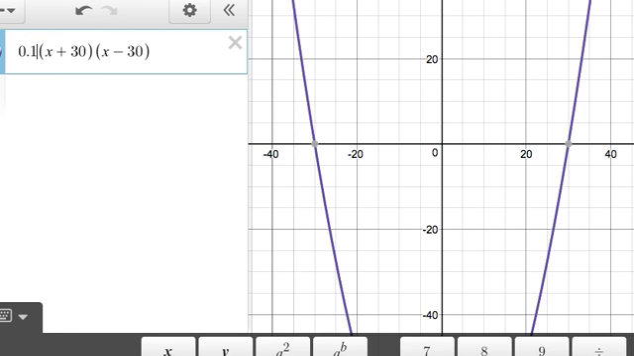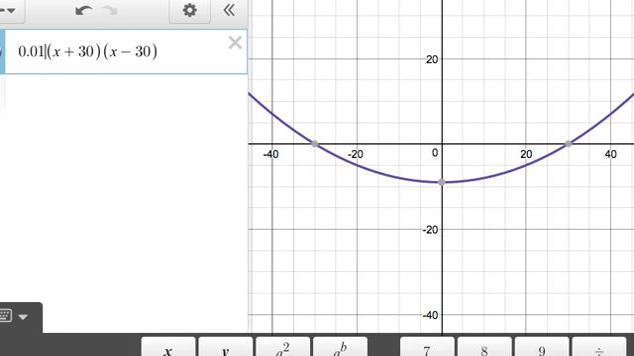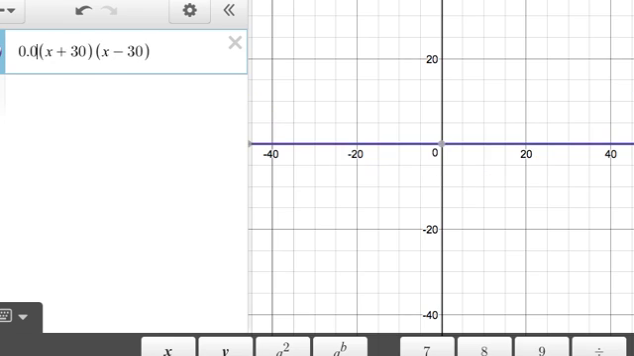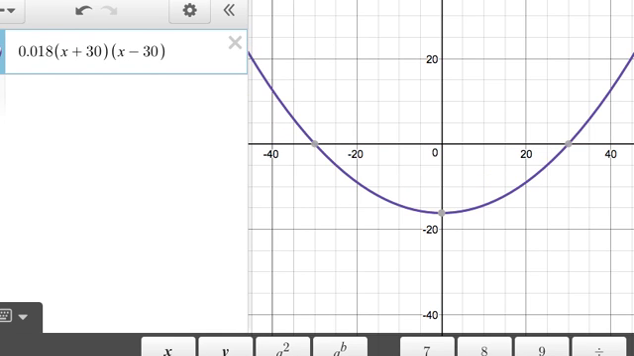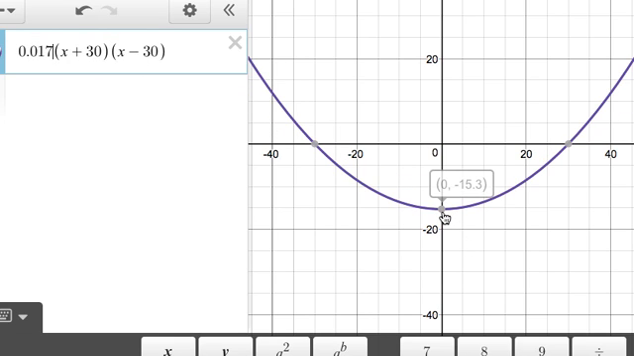So I can start by trying -0.1, still too deep, 0.01, a little bit too shallow, 0.02, getting close. At this point here I am at -18 centimeters, -16.2, -15.3. To me, that's close enough. So this is my equation, 0.017 times x plus 30, x minus 30.